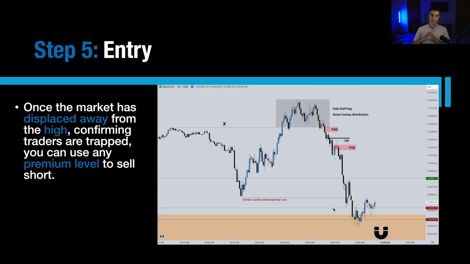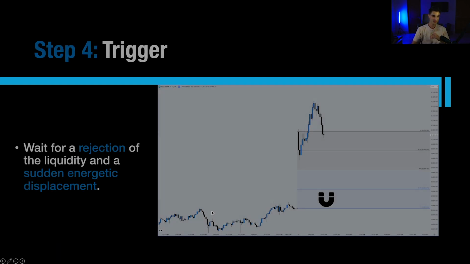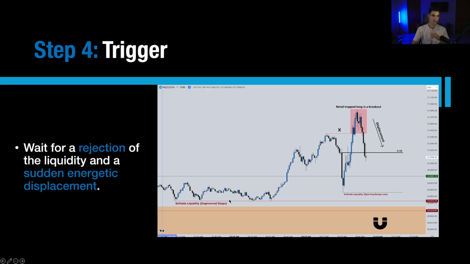So now step 5, the entry. You've marked out your liquidity. The market's traded higher first at 9:30, very important. And now we have the opening range gap as a draw below us, and then we have sell side equal lows down here that the market's going to trade down into, right? Again, we never want to take an entry until we know where the market's drawing to.